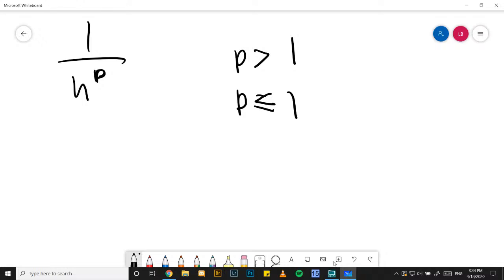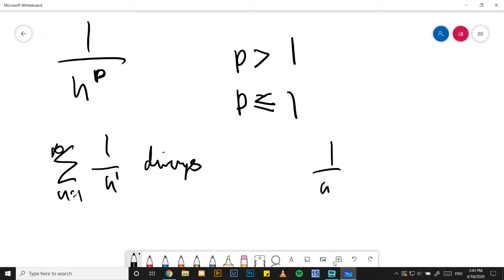So note that this means that the sum of 1 over n, from n equals 1 to infinity, diverges. This diverges because it's 1 over n to the power of 1. However, we know that 1 over n squared converges since p is equal to 2.